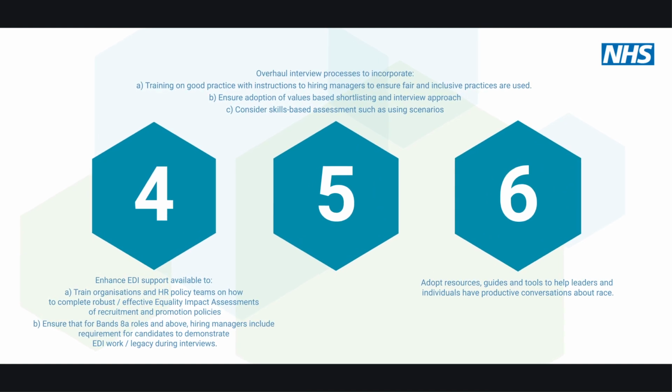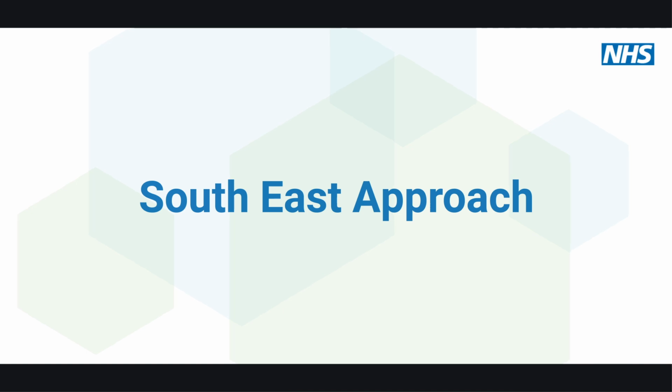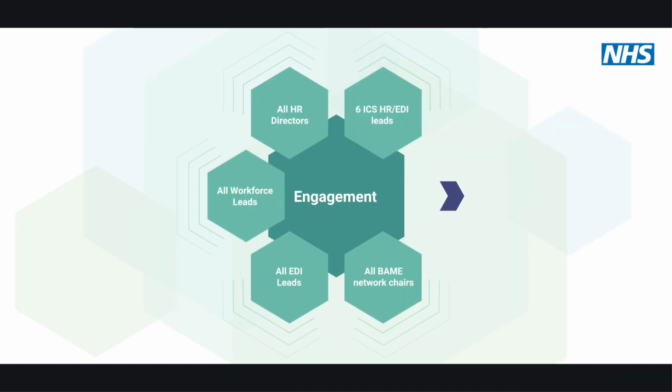The South East approach to help organisations with the 6 national actions is broken down into 3 phases. In the first phase, we've engaged with all directors and workforce leads to help them understand the 6 national actions and explored ways to advance equality to lead to a set of minimum standards against these 6 actions.